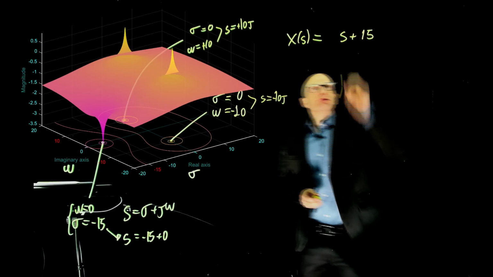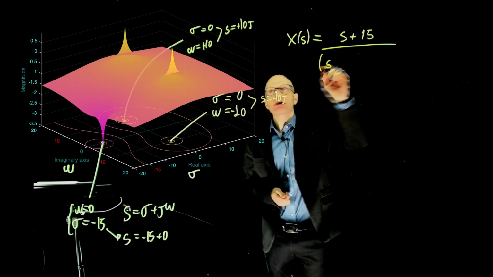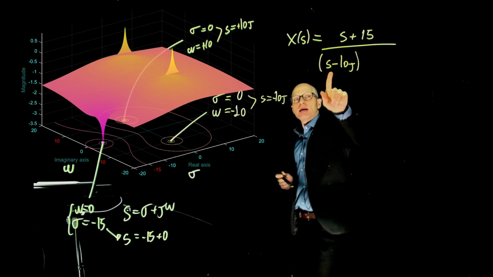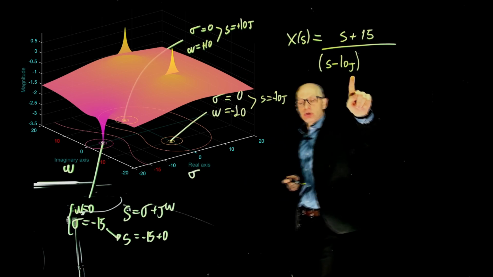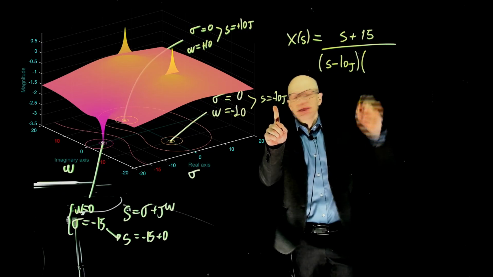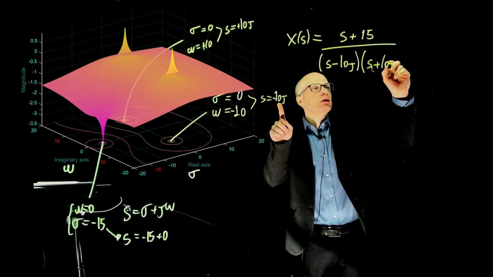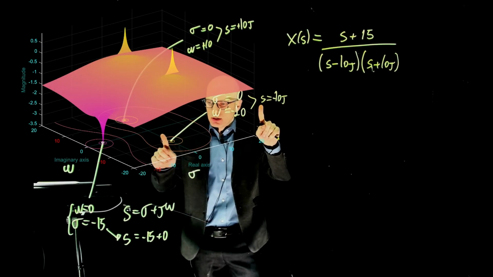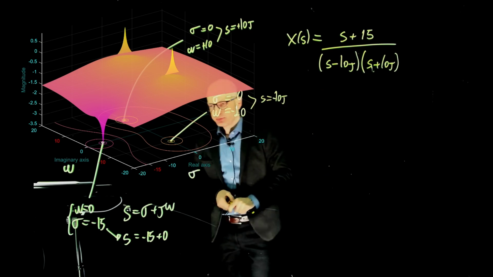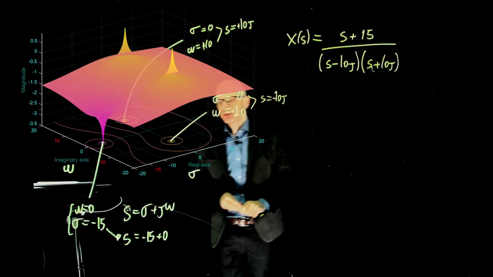Now we want this function to go to infinity when we approach those points. What we could do is divide this function by S minus 10j. When S approaches 10j, this is 0, and something divided by 0 goes to infinity. We can also divide this function by S plus 10j. So when S equals negative 10j, this term goes to 0 and the entire function goes to infinity. And this is the Laplace transform of that signal x of t.